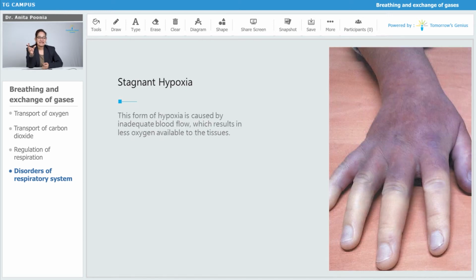Now talking about stagnant hypoxia. This form of hypoxia is caused by inadequate blood flow, which results in less oxygen available to the tissues. You can see this part, this is having less oxygen supply to these very tissues, which have turned kind of blackish.